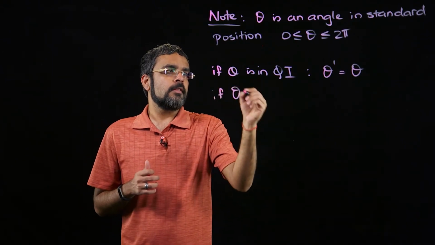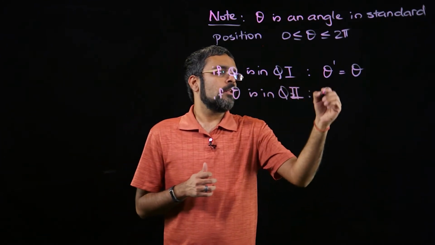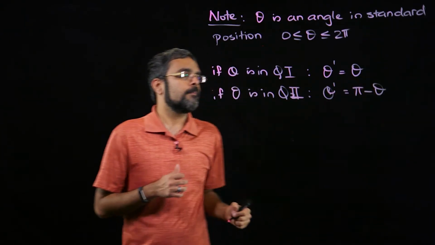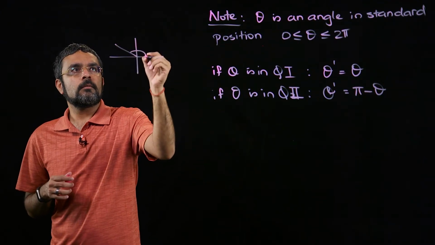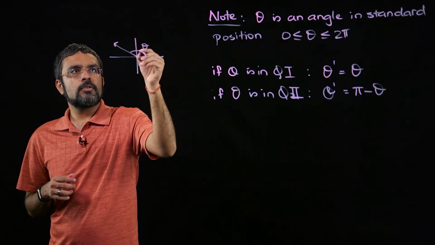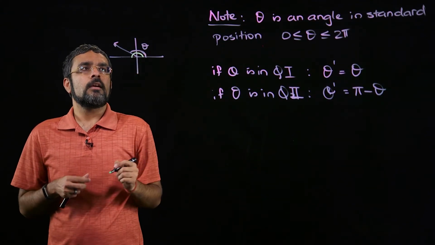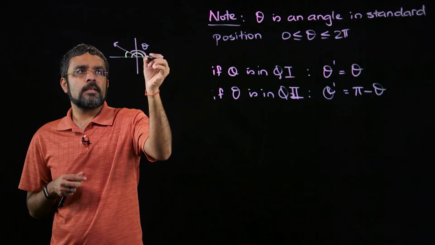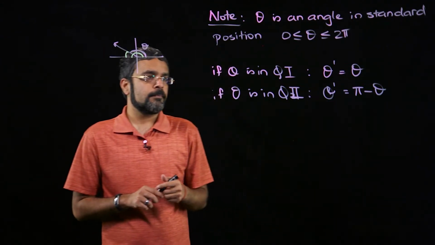Case 2, if theta is in quadrant 2, then theta prime is going to be pi minus theta. Because in quadrant 2, this is your angle, this is theta. This whole thing from here to here, I'm going to draw that in another color, this whole thing is 180 degrees. So to get this one, all I have to do is take 180 degrees and subtract my theta. So in this case, theta prime is going to be pi minus theta.